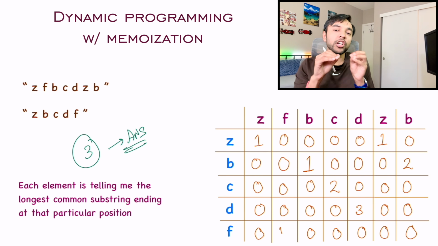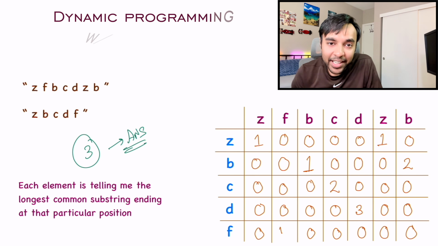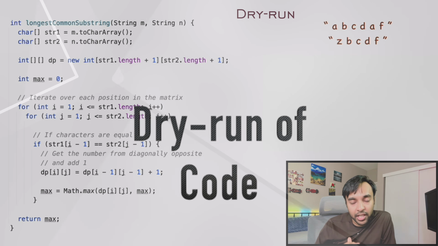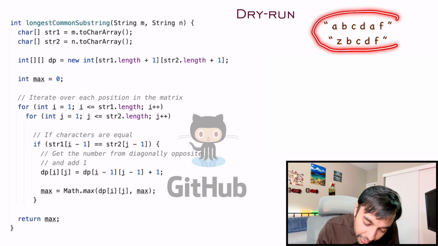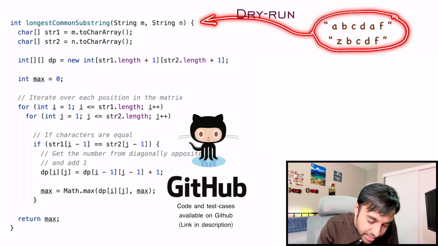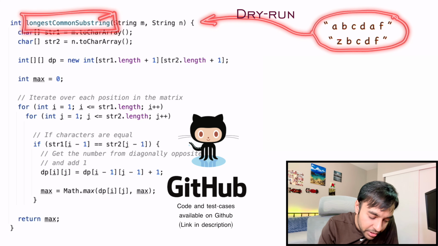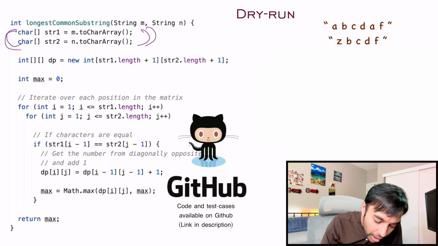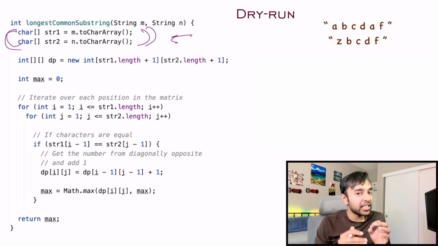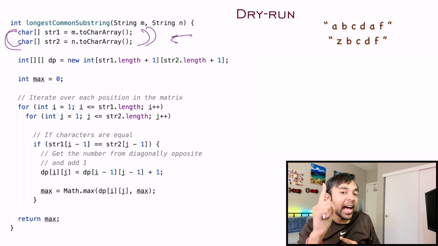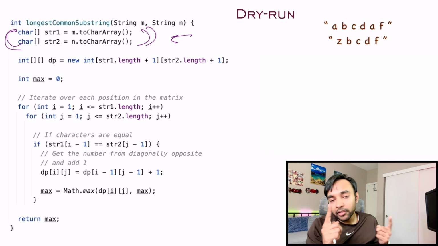Now let us quickly do a dry run of this code and see how it works in action. On the left side of your screen, you have the actual code to implement this solution. And on the right, I have these two strings that are passed in as input parameters to the function longest common substring. First of all, we convert both of our strings to character arrays because that will help us to point at each of the characters individually, right?